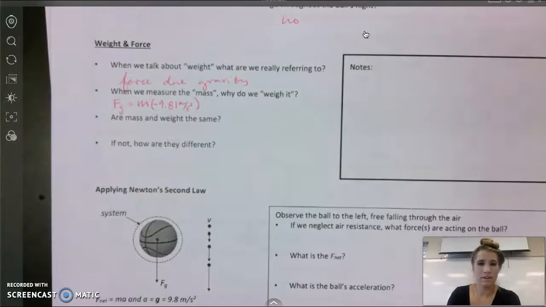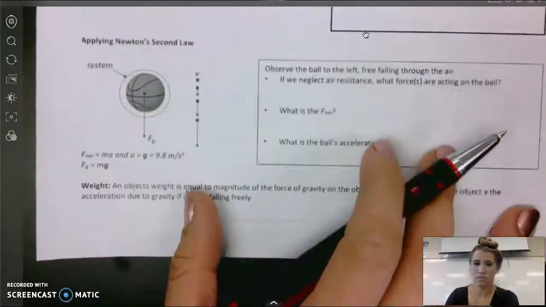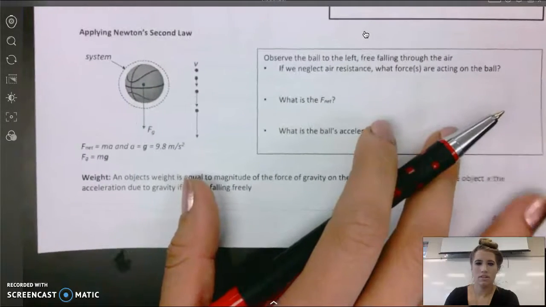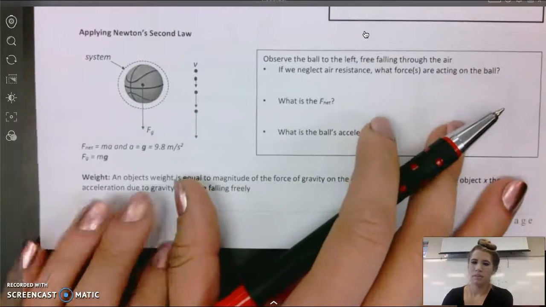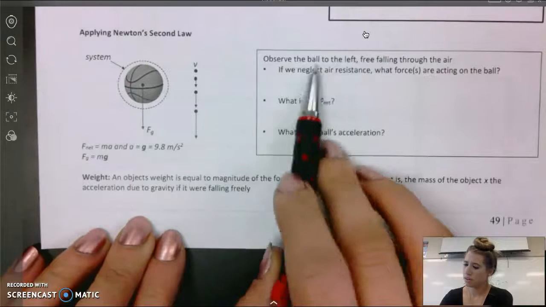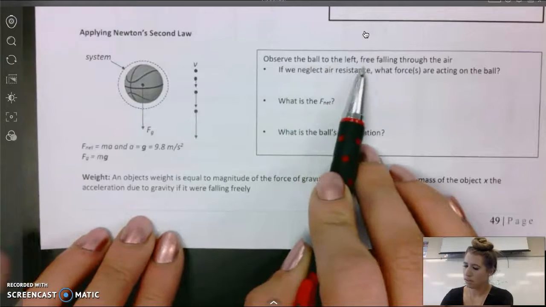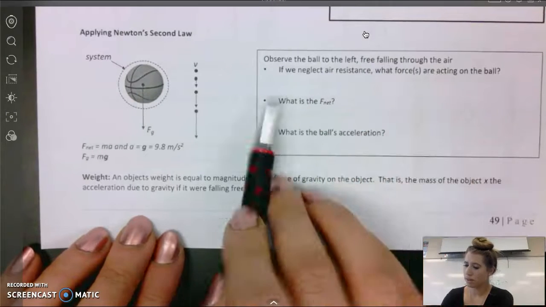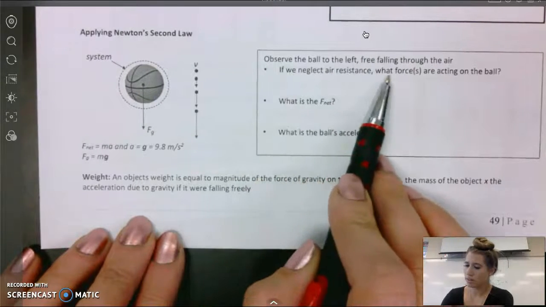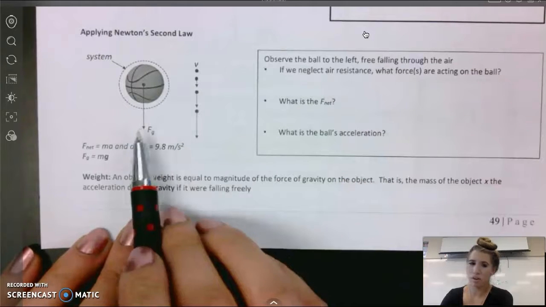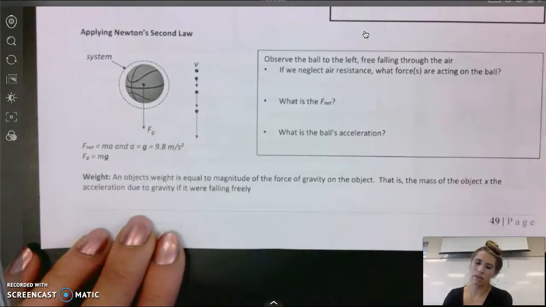And so we just talked about how they're different. Okay. So, observe the ball to the left, free fall through the air. If we neglect air resistance, what forces are acting on the ball? Only the force of gravity is acting on the ball as it's falling through the air.